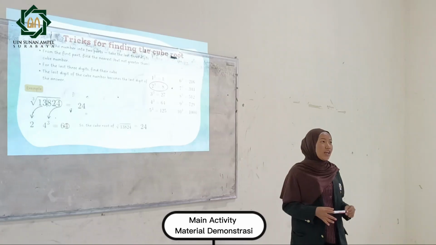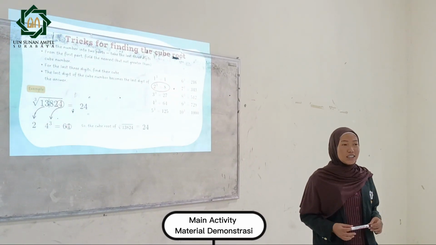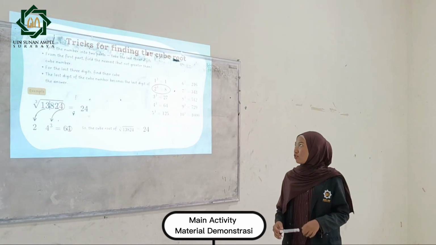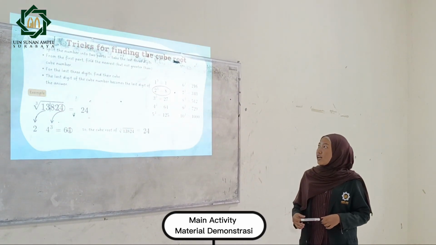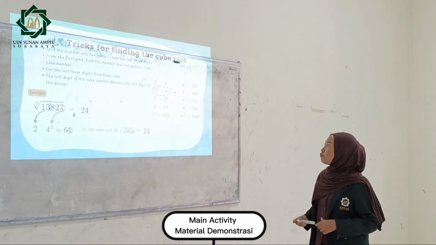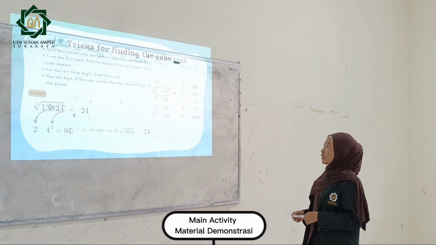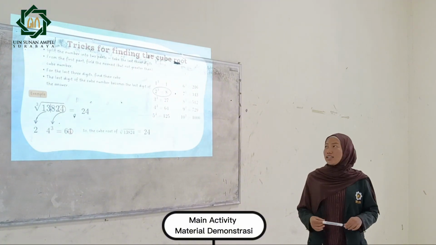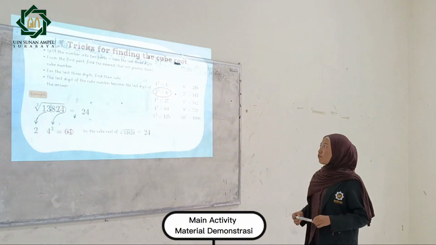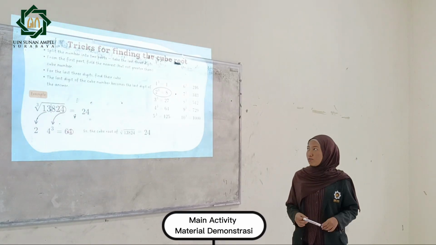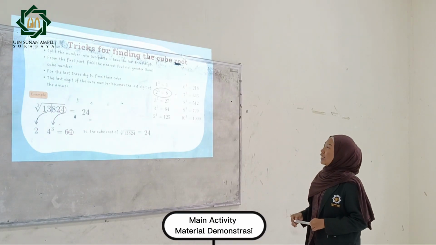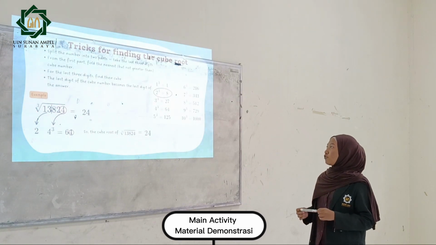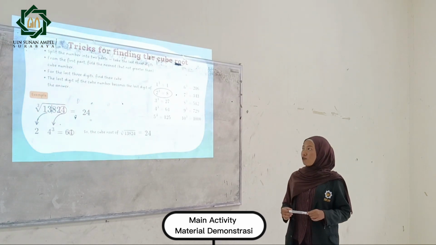Next. Okay, now let's learn an easy trick to find the cube root of a big number without using a calculator. There are 4 steps to finding a cube root. First step, split the number into 2 parts. Take the last 3 digits. And then from the first part, find the nearest cube number that is not greater than it. And then for the last 3 digits, find their cube. And the last digit of the cube number becomes the last digit of the answer.